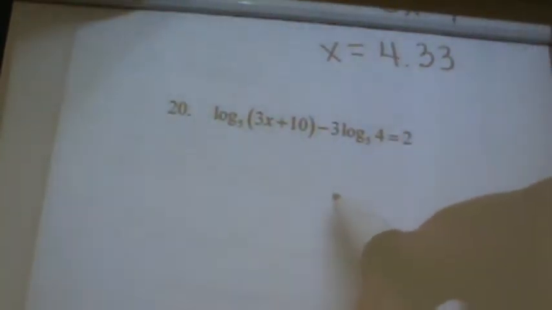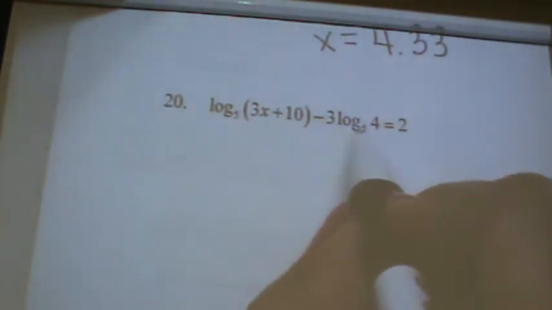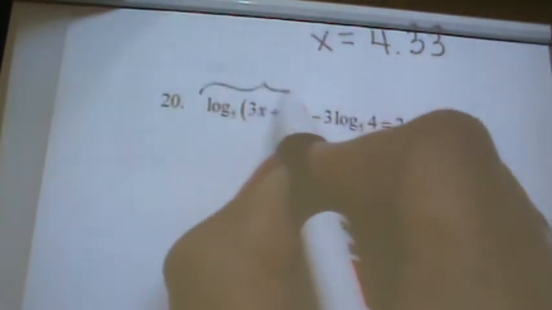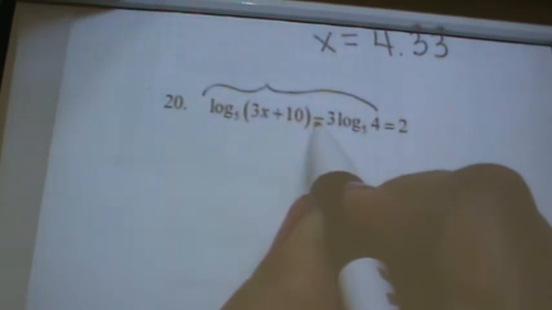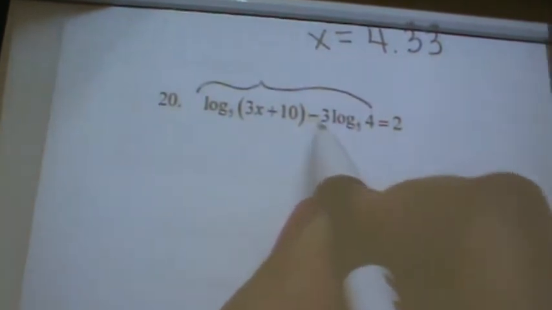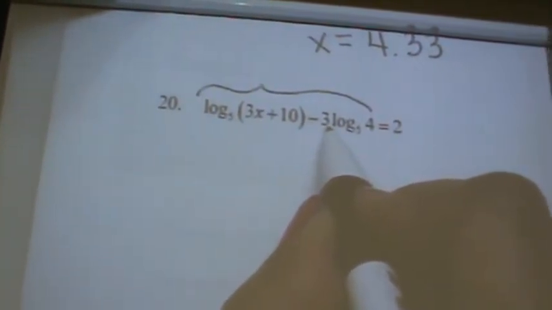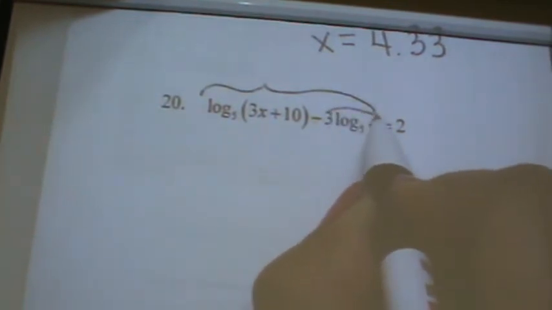Okay, how about number 20? How would you condense this? I've got to condense this side right here. It's a subtraction, and I've got a 3 sitting in front here. So this 3 goes back here with the 4.